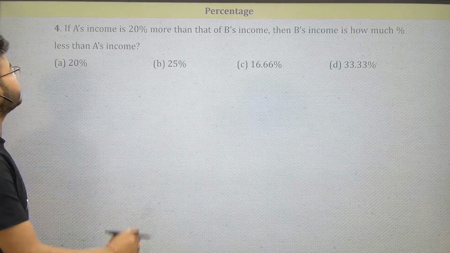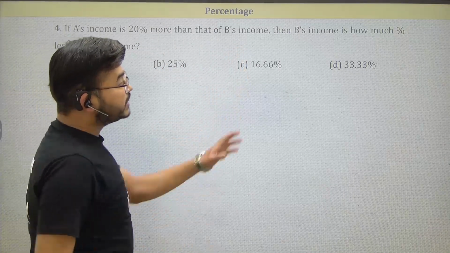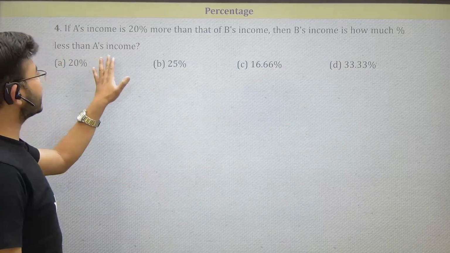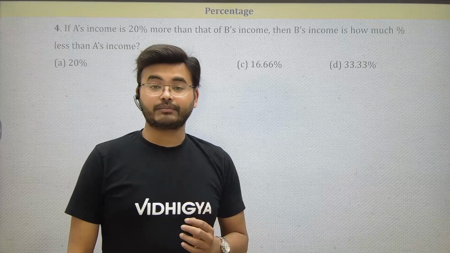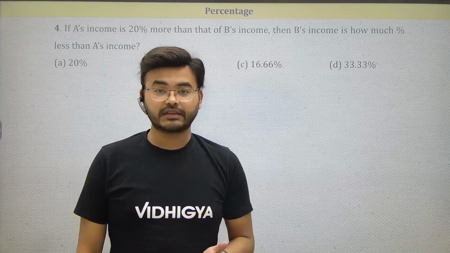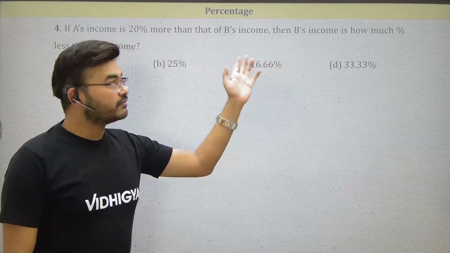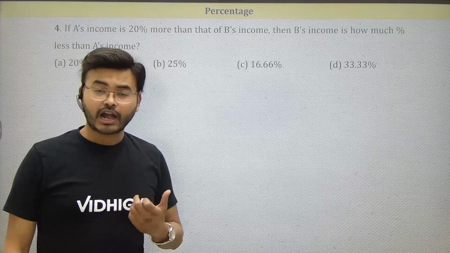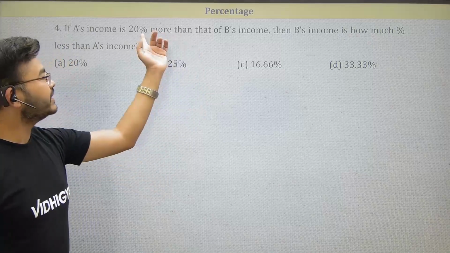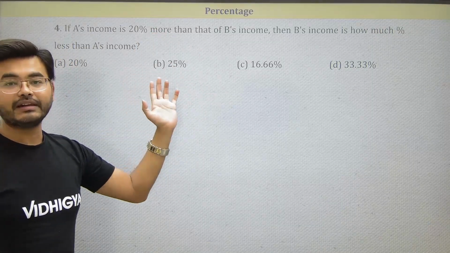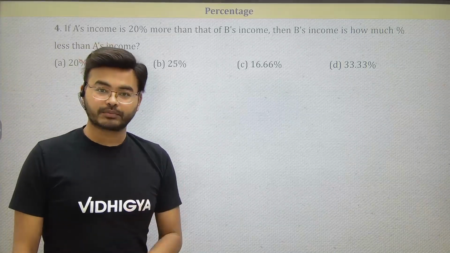Next, if A's income is 20% more than that of B's income, then B's income is how much percent less than A's income? Now, this is a very, very important question, and this is a very important concept. Normally, at prima facie level, when we read this question that A is 20% more than B, and when asked how much percent is B less than A, then our immediate go-to answer is 20%, which is completely wrong.